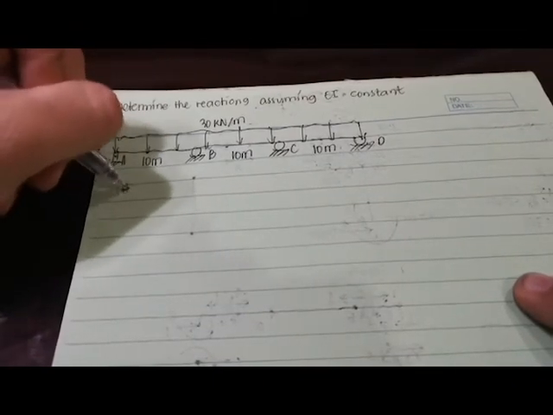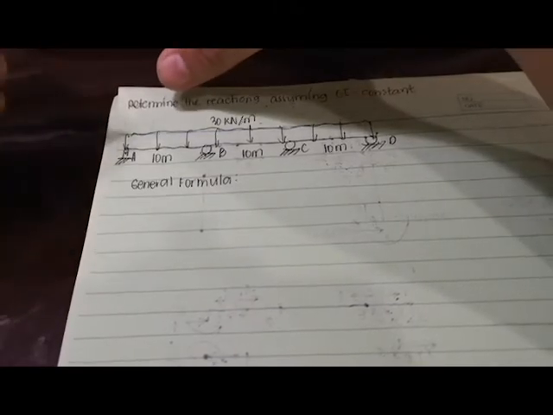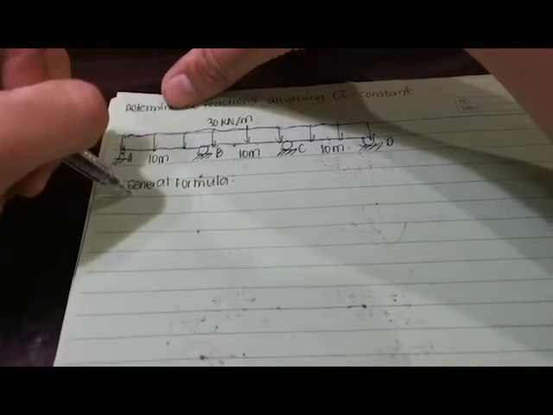Let's go back first to the general formula for the three moment equations. If you're going to memorize a formula, I would suggest you memorize the general formula rather than the others, because it's easier to derive the other formulas once you know the general formula of the three moment equations.